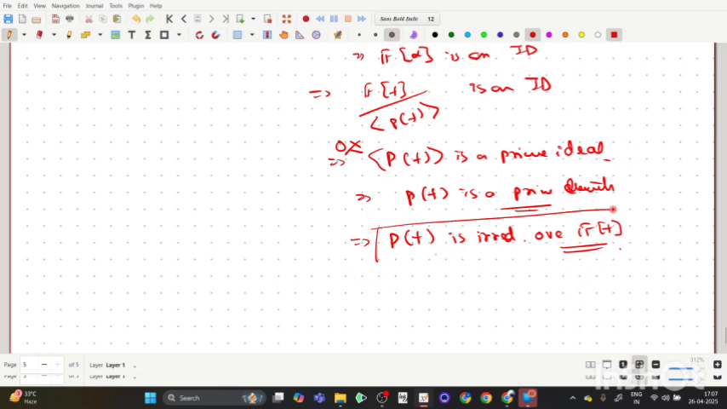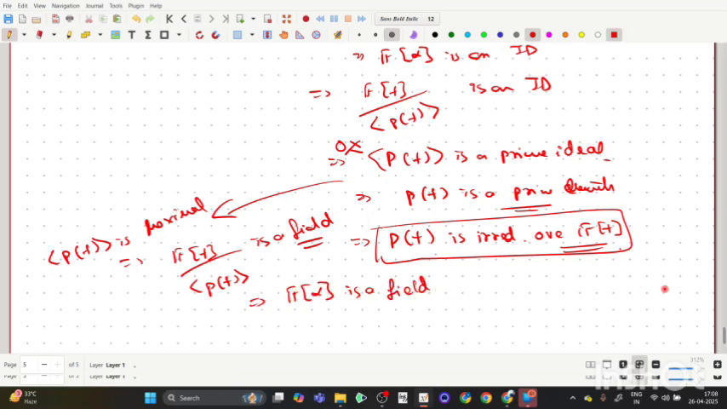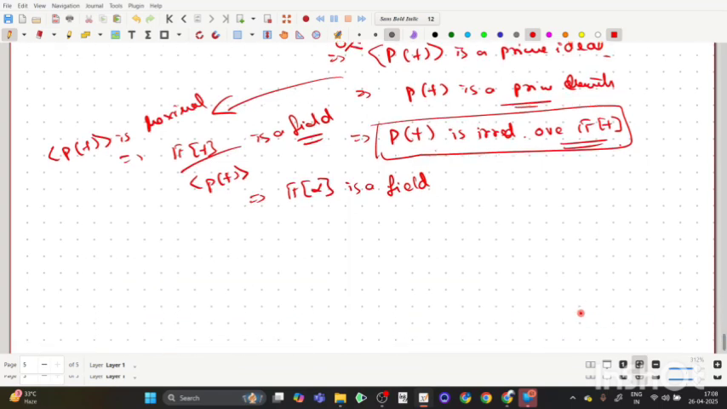So this is one observation which we have. The other observation is that the ideal generated by p(t) is maximal. Over a PID, every non-zero prime ideal is a maximal ideal. So what does this mean? This means that F[t] mod the ideal generated by p(t), what can I say about this? It is a field because the ideal comes out to be maximal. So what does this mean? This means that F[alpha] is a field, right? F[alpha] is a field. Is it clear? Is it clear for everyone? Right.